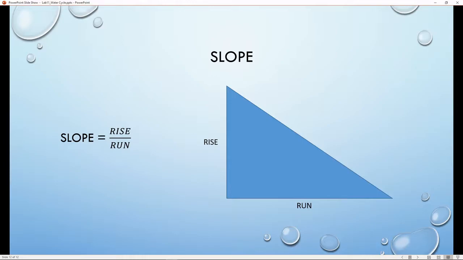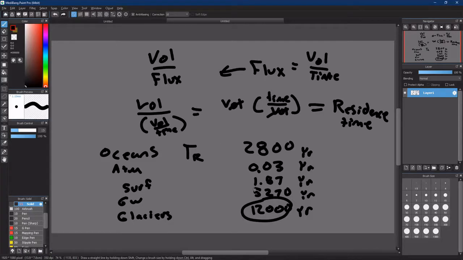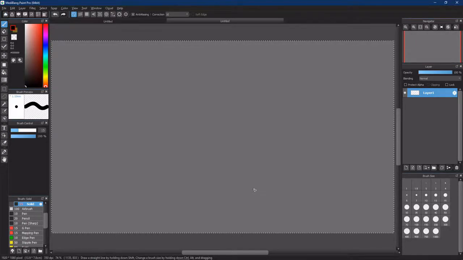22. If the area of the world's oceans is approximately 361 million square kilometers, what would be the increase in the world's sea level? So, let's go back to this. Okay. 22. So for this one, what we're going to do is take that reservoir size.